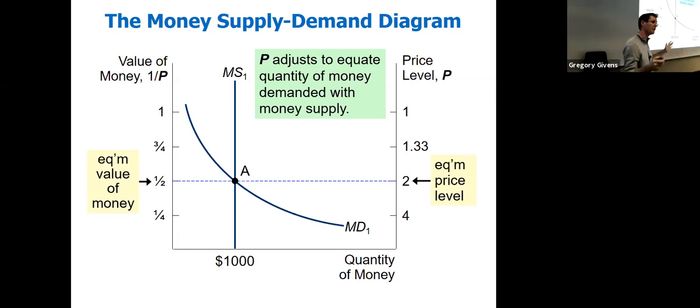The broader point I want to emphasize here is what's happening in equilibrium. What this graph tells us is that the price level in the long run should adjust to balance the supply and demand for money. Therefore, if the money supply or money demand were to change, the price level should adjust to rebalance those two.